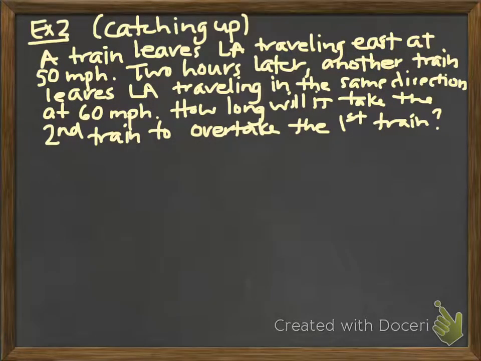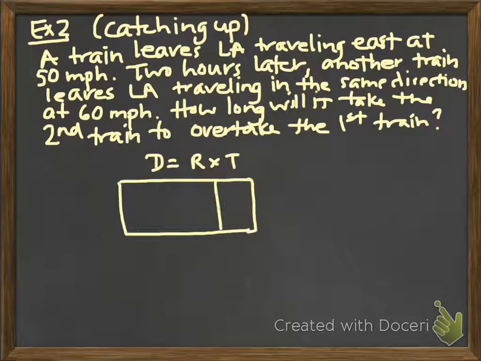Example 2 is another catching up problem. A train leaves LA traveling east at 50 miles per hour. 2 hours later, another train leaves LA traveling in the same direction at 60 miles per hour. How long will it take the second train to overtake the first train? So again, it's catching up. You're going to make a distance equals rate times time table. This is the first train, this is the second train.